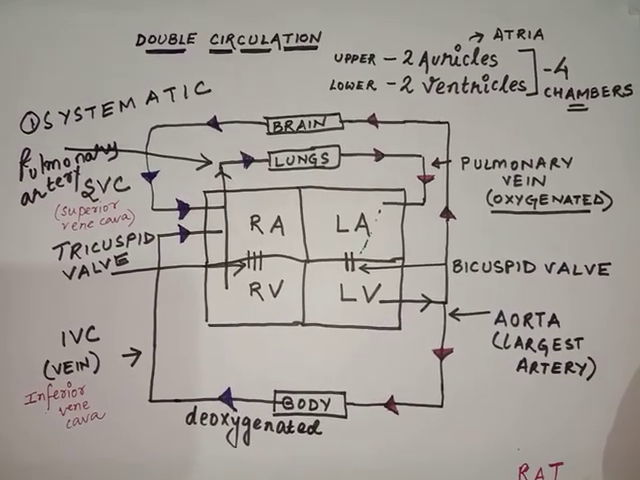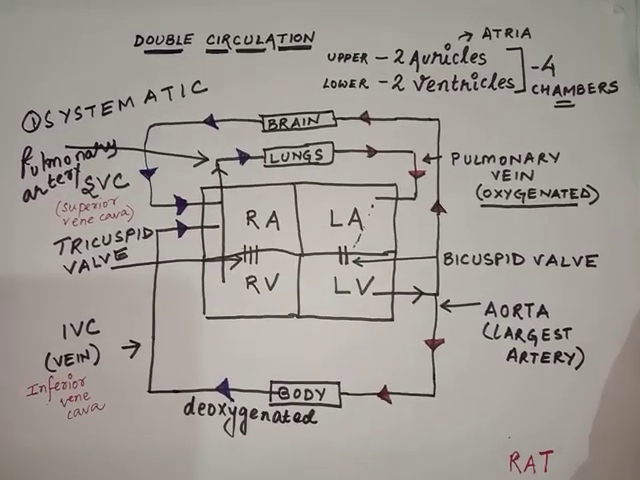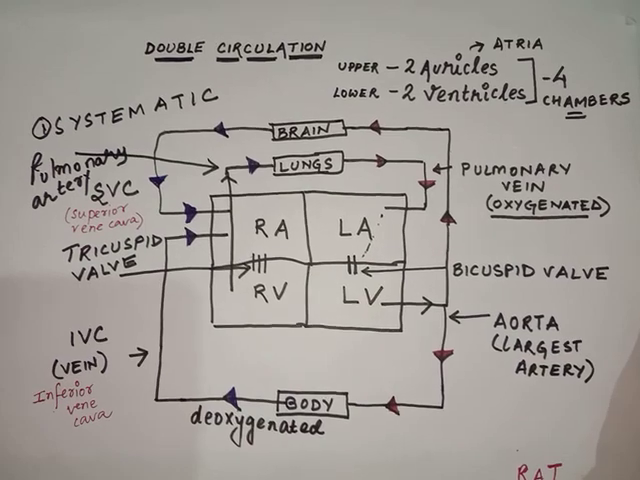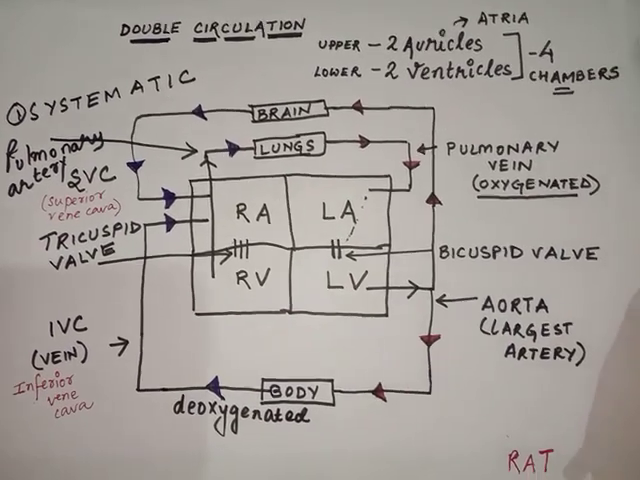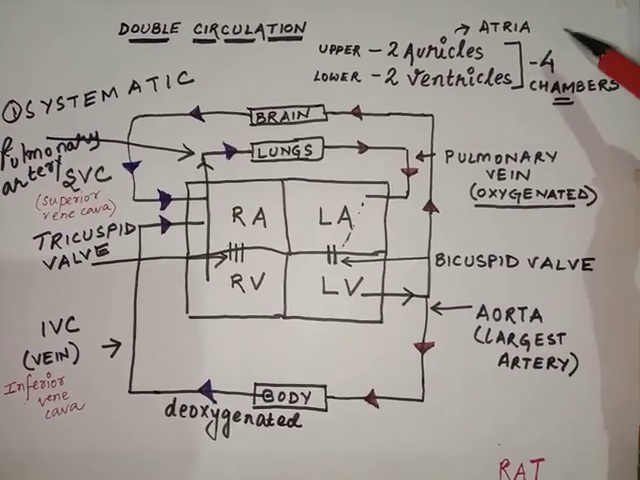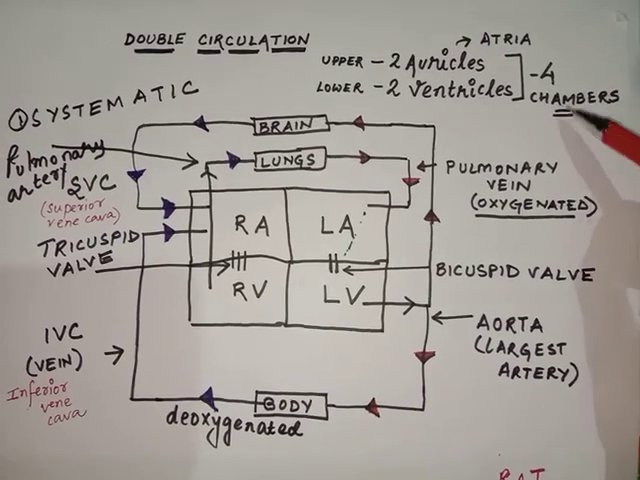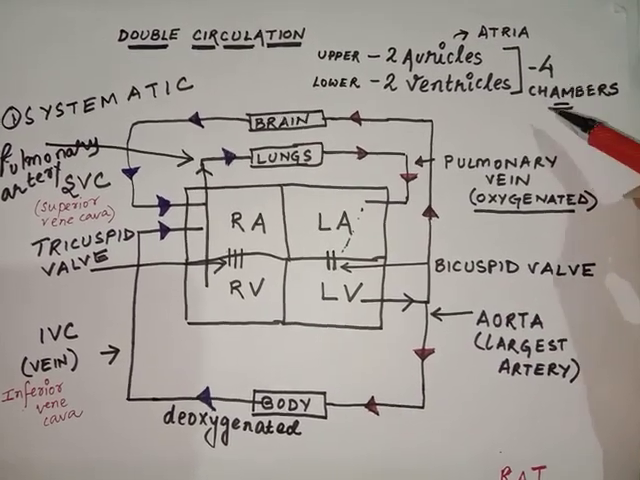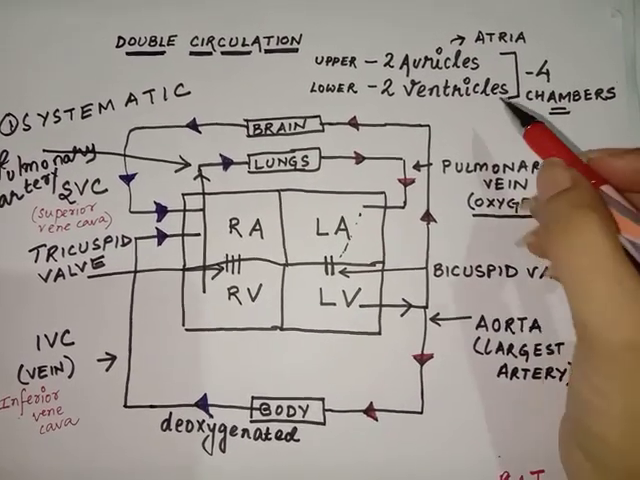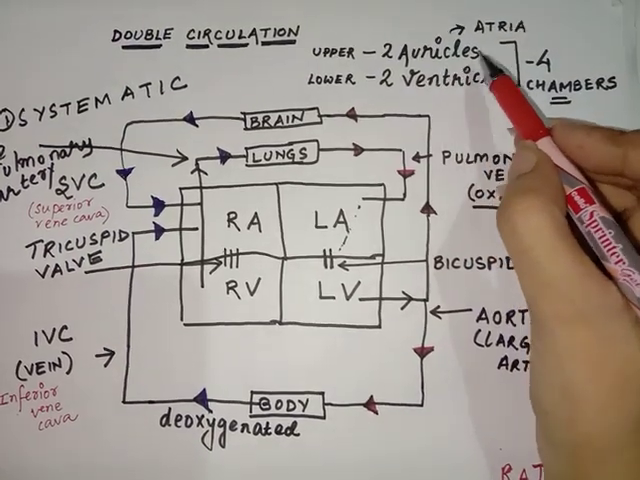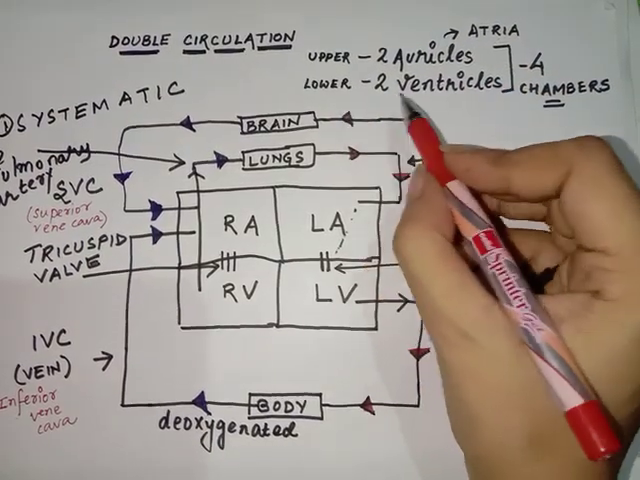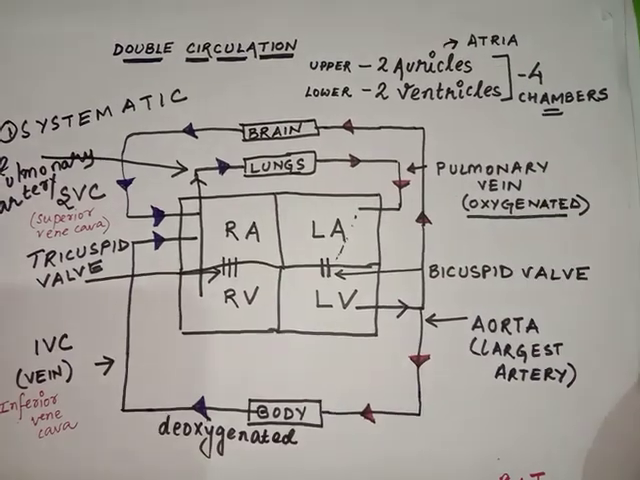Okay students, so in this particular video we are going to study the double circulation in humans. Now in humans there is a four chambered heart, right? There are four chambers in the human heart, four compartments. The upper chambers are known as the auricles or the atria. The lower chambers are known as the ventricles.